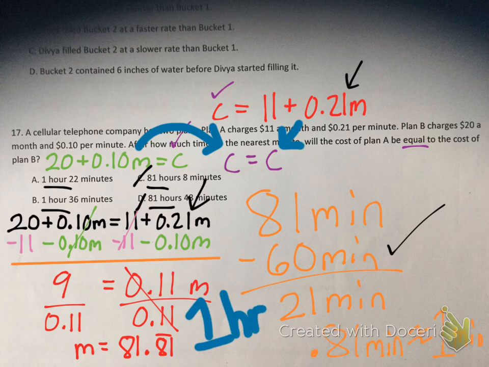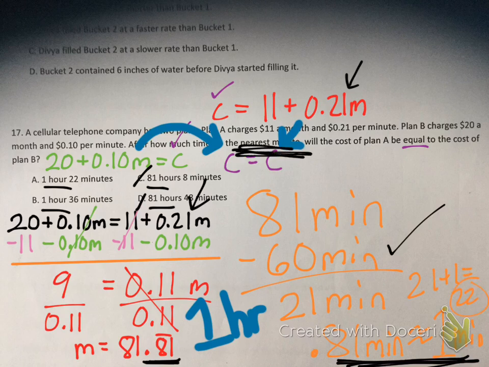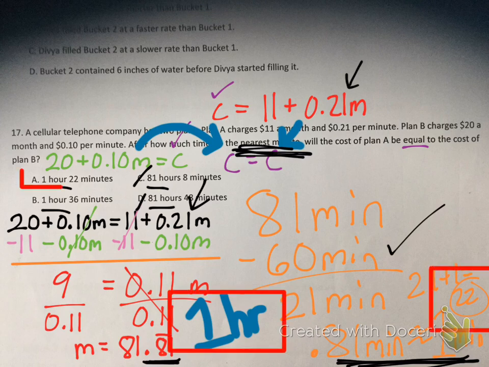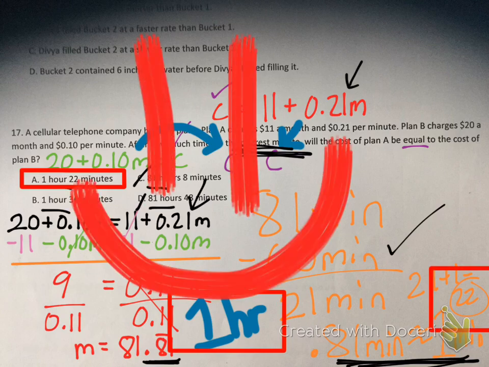The thing is, you have to realize that your decimal does matter. The 0.81 repeating is referring to 0.81 minutes. 0.81 minutes is very, very close to 1 minute. Since it says to the nearest minute, you would round 0.81 up to 1 minute, and then you would add that to 21, giving you 22. So your answer would be 1 hour and 22 minutes. And that's it.